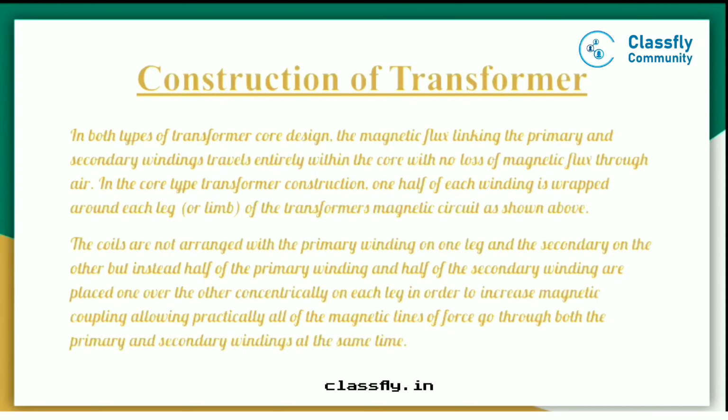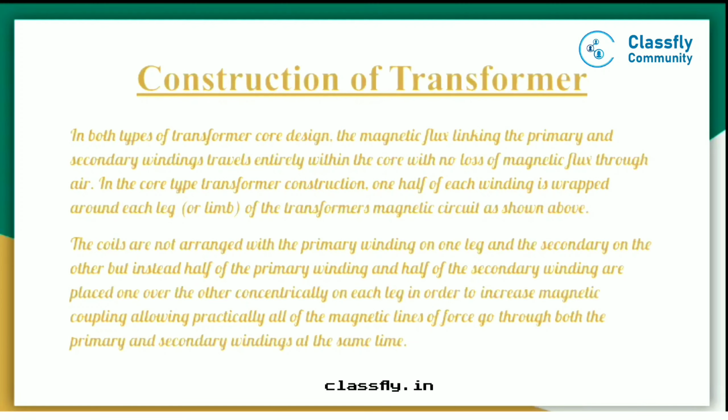So it says that the coils are not arranged with the primary winding on one leg and the secondary winding on the other, but instead half of the primary winding and half of the secondary winding are placed one over the other concentrically on each leg in order to increase magnetic coupling, allowing practically all the magnetic lines of force to go through both the primary and secondary winding at the same time.